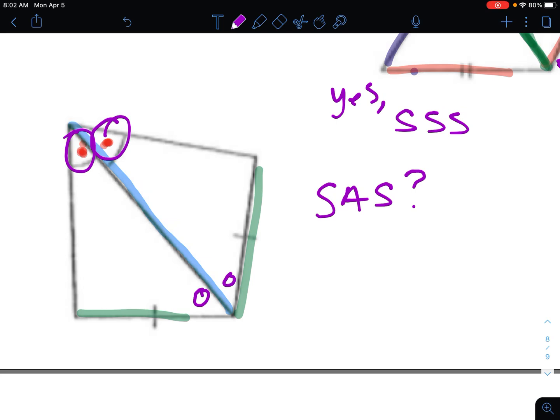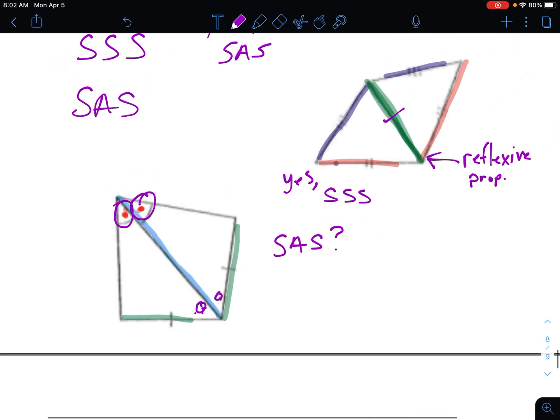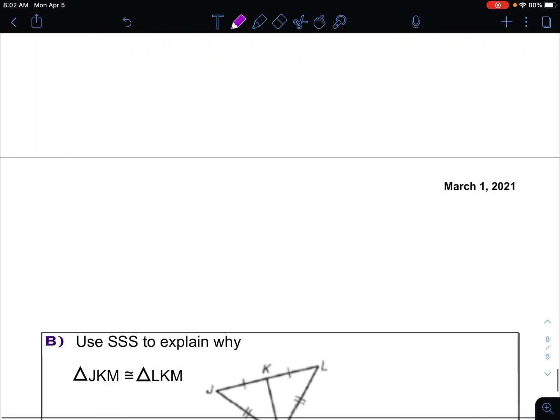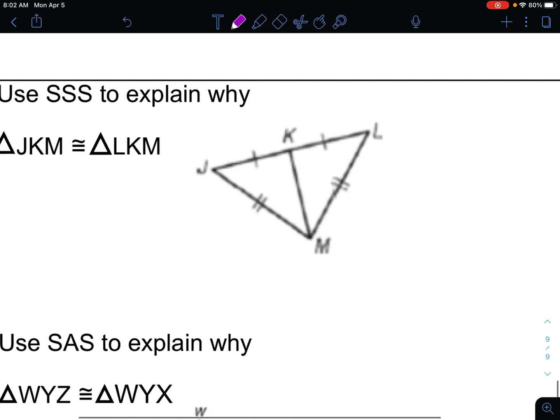That angle is not the included angle. That angle that they gave us congruent has to be down here where the green and the blue are meeting, right? And that's not the case. So side angle side, not good. So that is no good, right?